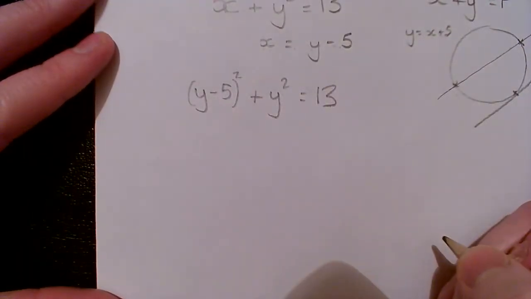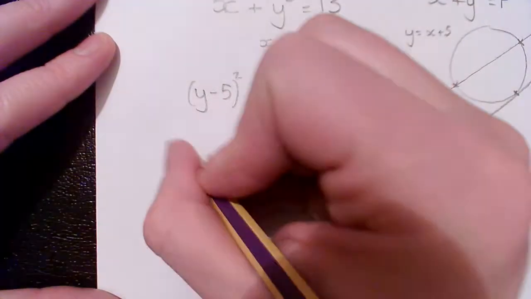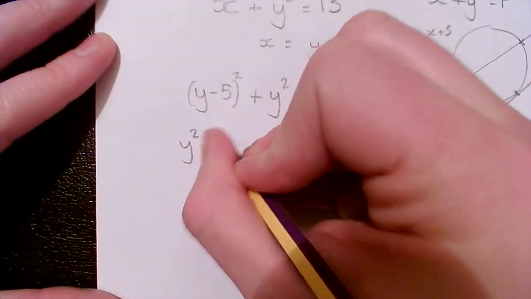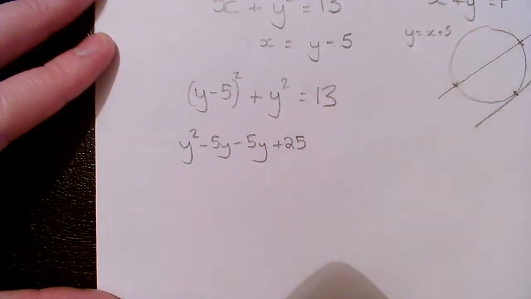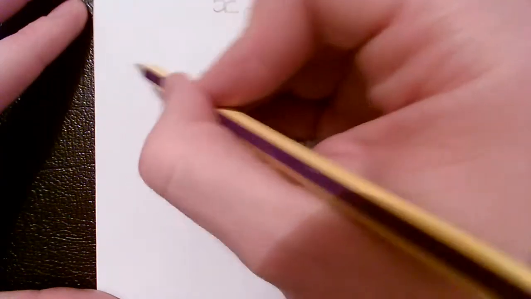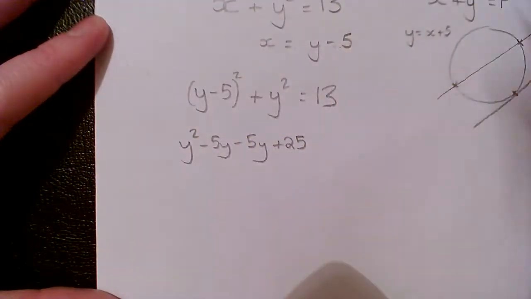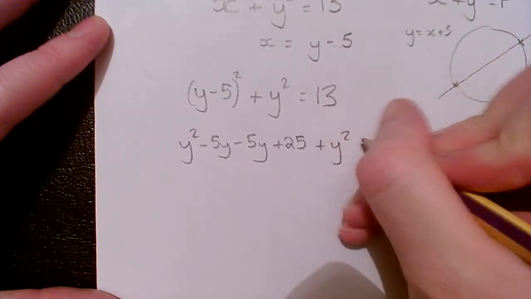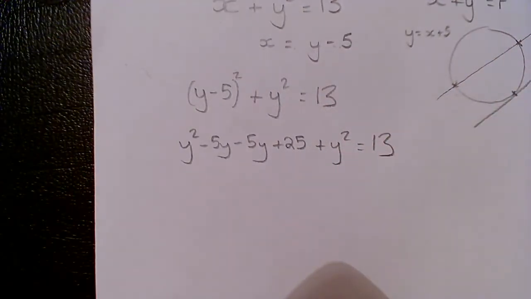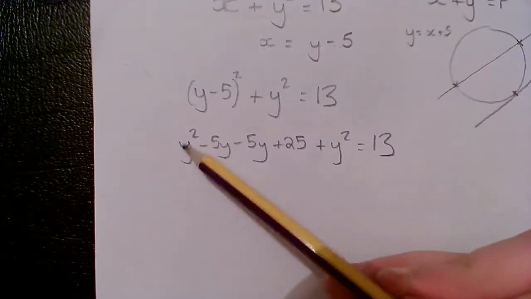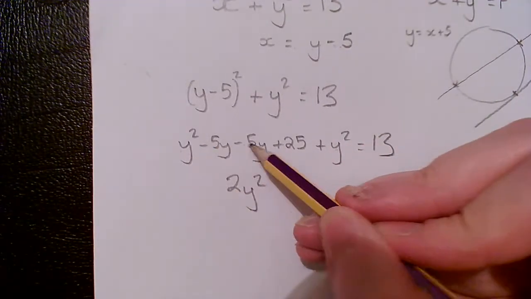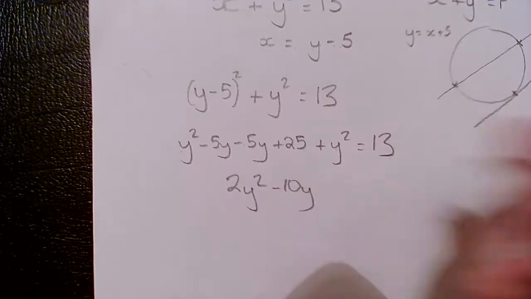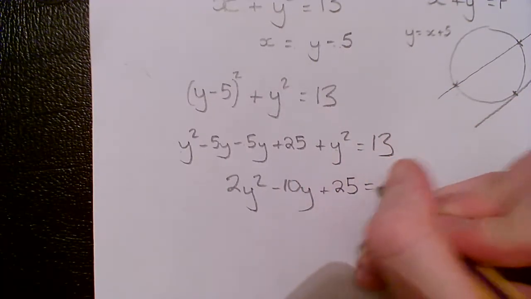I'm going to expand this, y minus 5 squared. So that would leave me with y squared minus 5y minus 5y plus 25. I could expand that to 2 brackets. I could do it to one side if I wasn't confident, or I can do it straight away here. And I've still got plus y squared equals 13. So what would I do next with something like that? Well, I would tidy it up a little bit. So I've got y squared plus y squared, so 2y squared. Minus 5y minus 5y would be minus 10y. And I've got plus 25 equals 13.